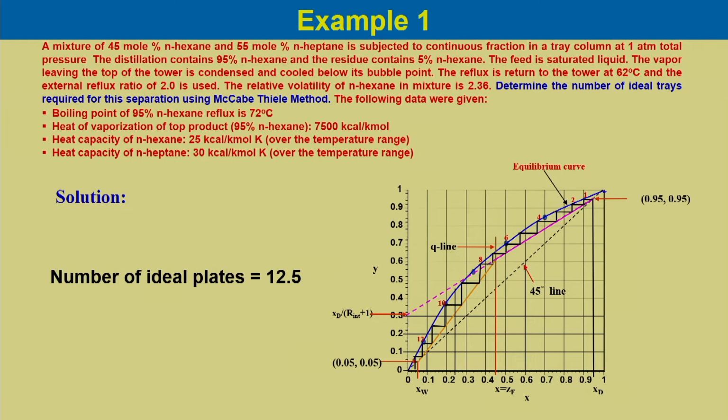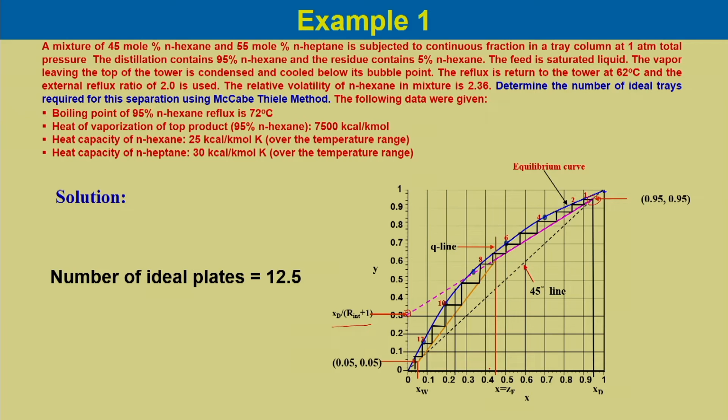So, the equilibrium curve is the blue line shown in this figure. We can draw the equilibrium curve, locate the point xd, and locate the point xd by (R internal plus 1), which is 0.31 over here. So, we can just draw this operating line in the rectifying section.